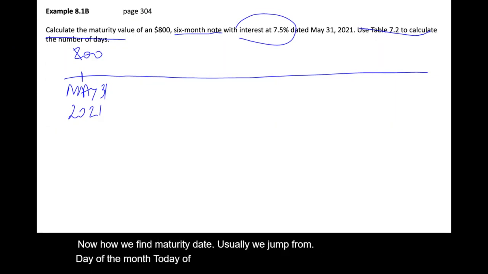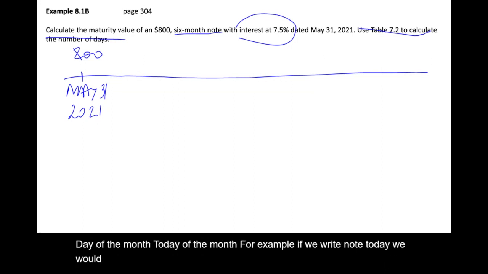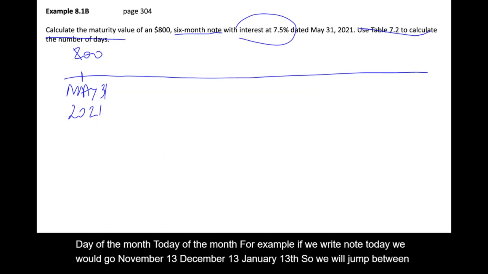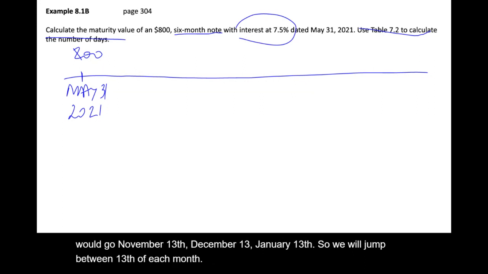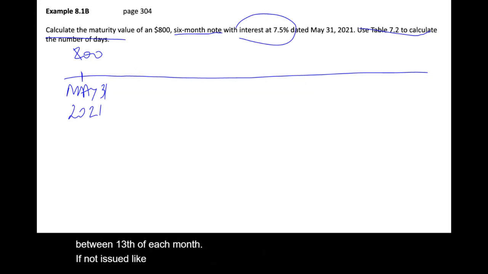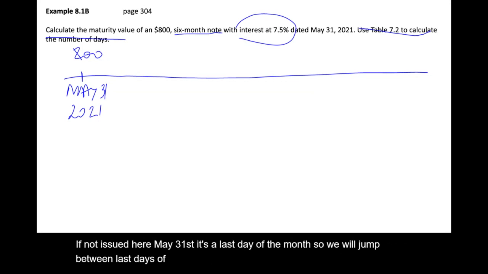For example, if we write a note today, we would go November 13, December 13, January 13. So we will jump between the 13th of each month. If the note is issued like here on May 31st, it's the last day of the month, so we will jump between last days of the month. Because for instance, June doesn't have a June 31st, right?